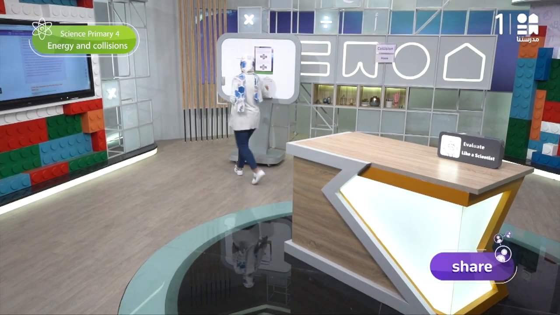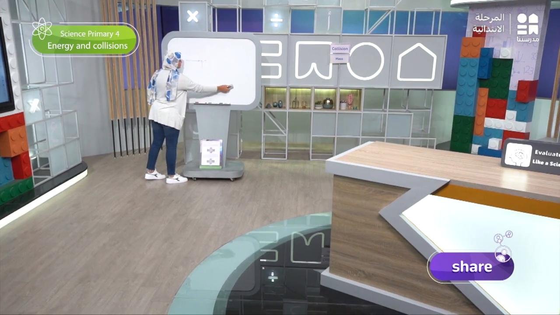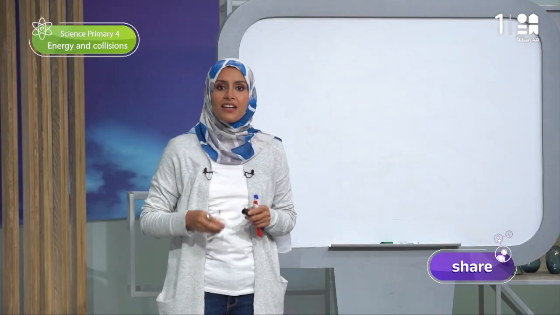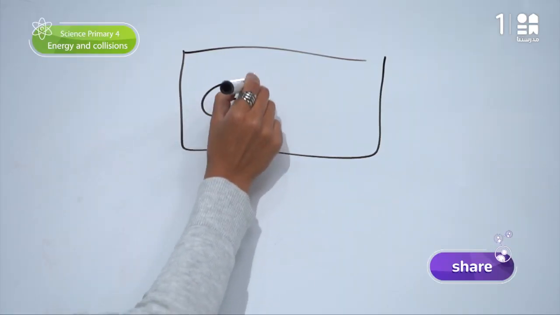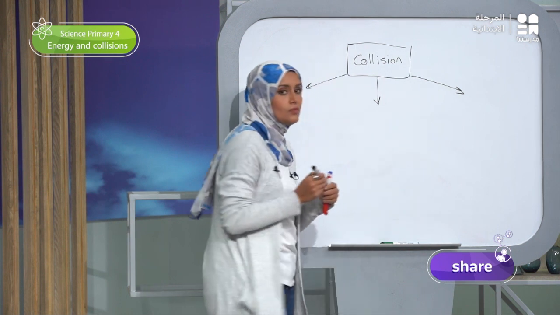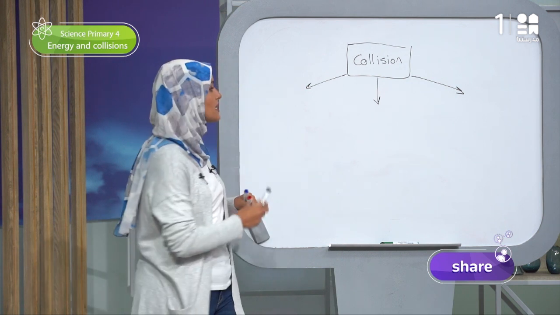The mind map always helps you organize your ideas and also connect the words you have learned together. We use mind maps in career skills a lot. Pay attention to what I'm going to do because it will help you every time you have a question like this one. Let's see. I write the word collision and then draw arrows out of it. Those arrows are pointing to three terms. What are they? Motion, energy, and speed.